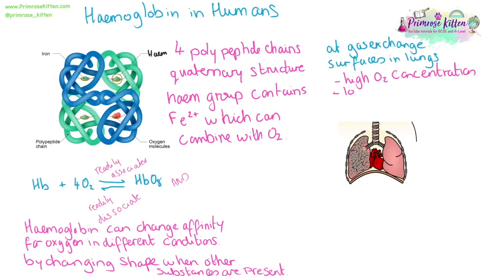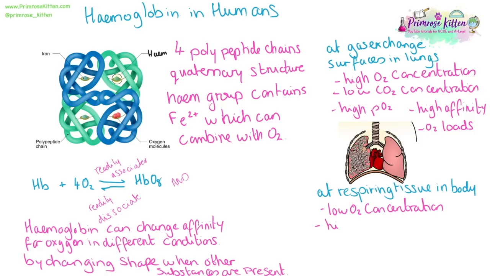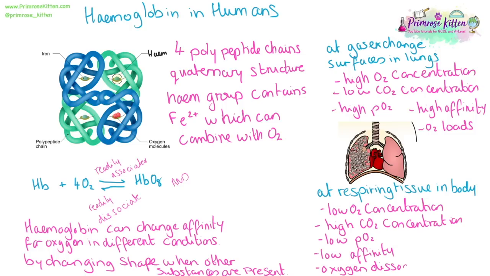For example, in the lungs, there is a high oxygen concentration and a low carbon dioxide concentration. We say this means there is a high partial pressure of oxygen, meaning there will be a high affinity for oxygen and oxygen will load. At respiring tissue in the body, there will be a low oxygen concentration, a high carbon dioxide concentration. This means there is a low partial pressure of oxygen. There will be a low affinity and oxygen will dissociate.